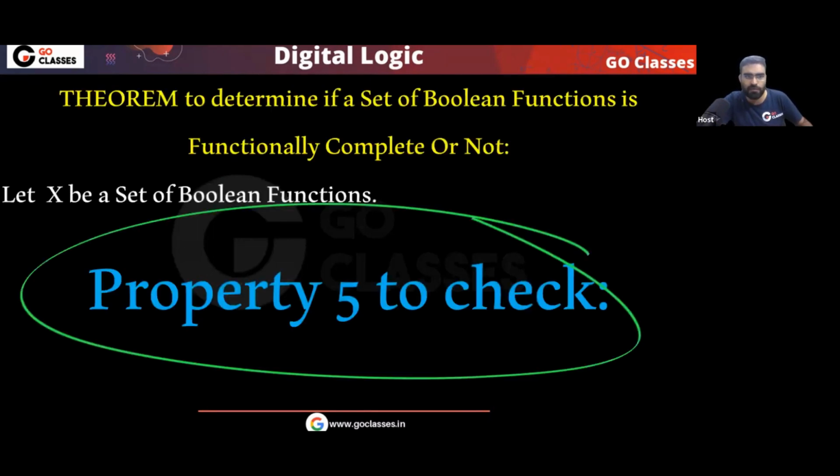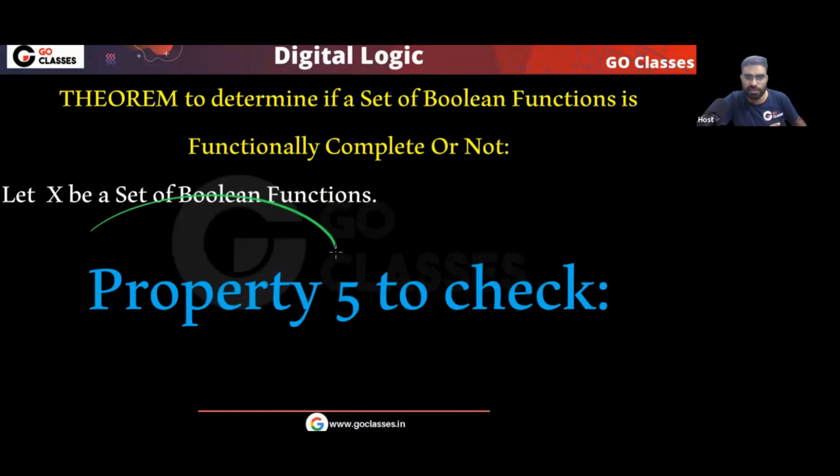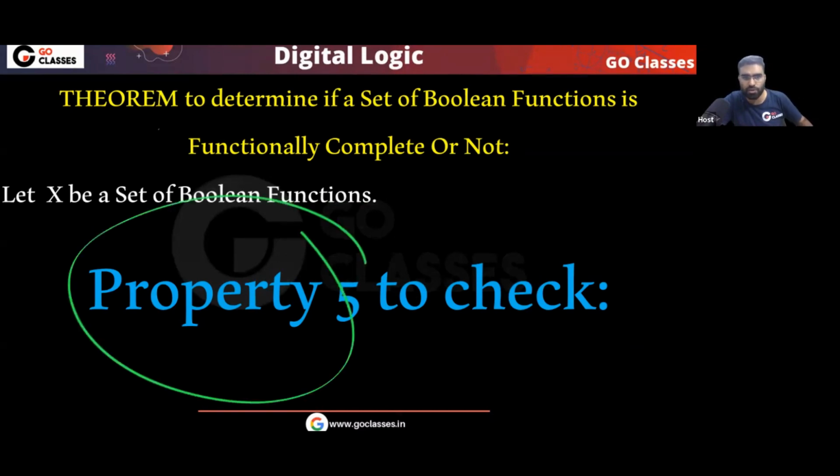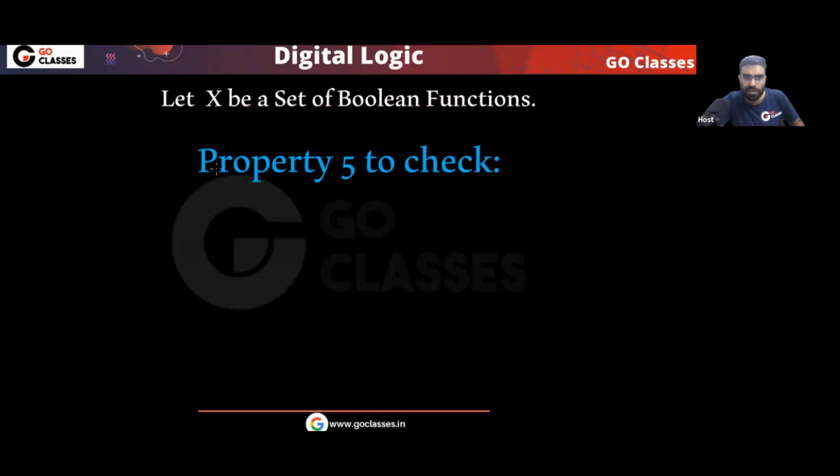That is property number 5. So let's see. This is the last property. This is the final property. I told you about Emil Post. Emil Post gave 5 properties. So this is the last property we need to see, that is property number 5. Let's see what this property number 5 is.